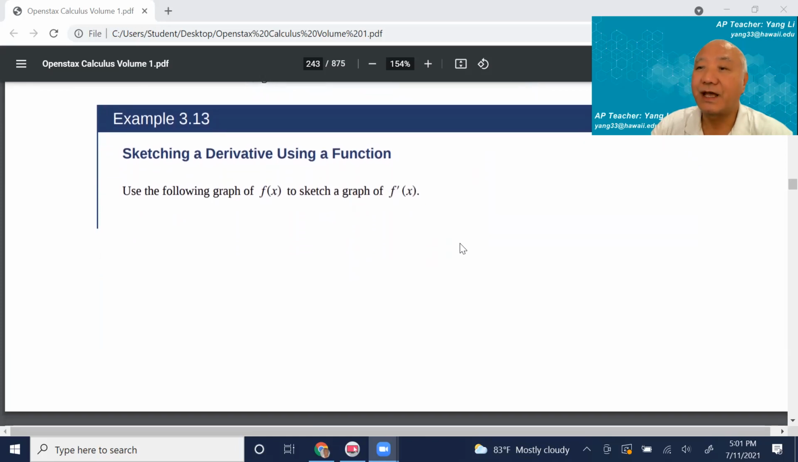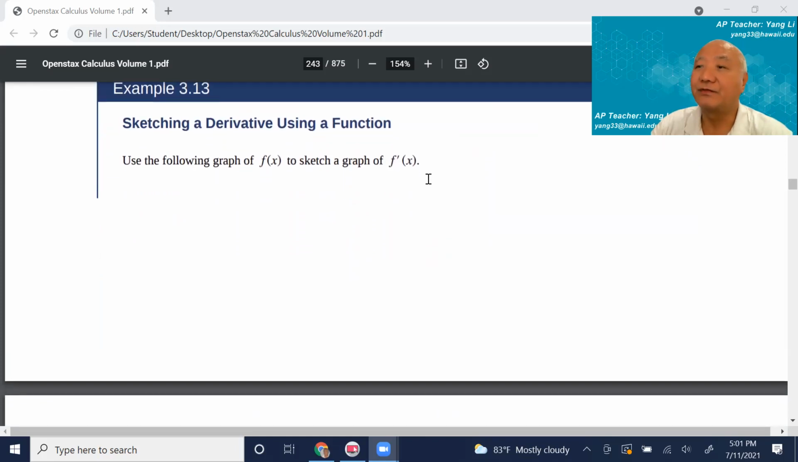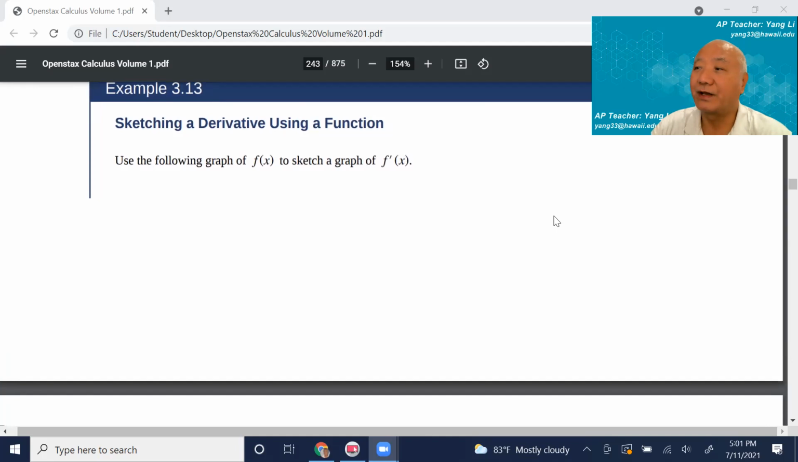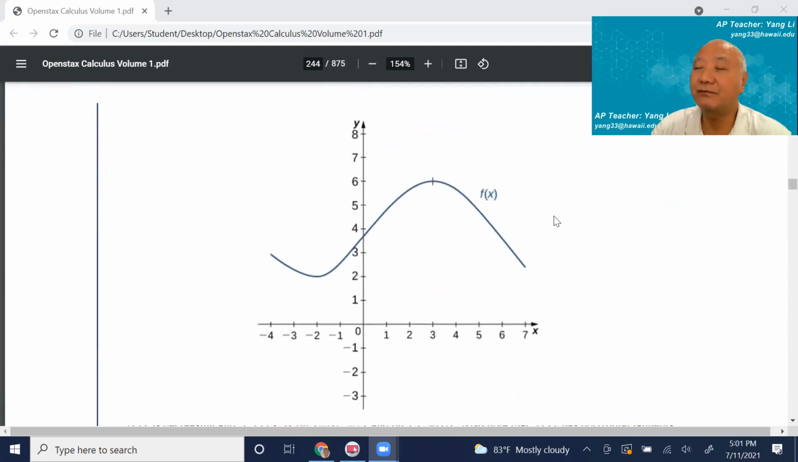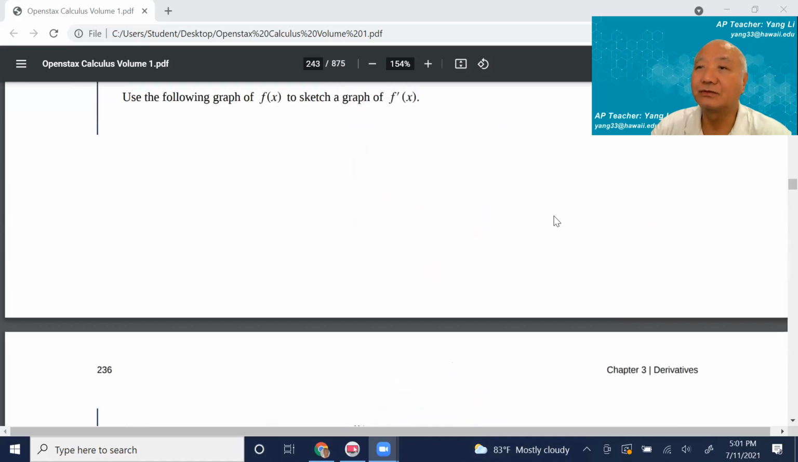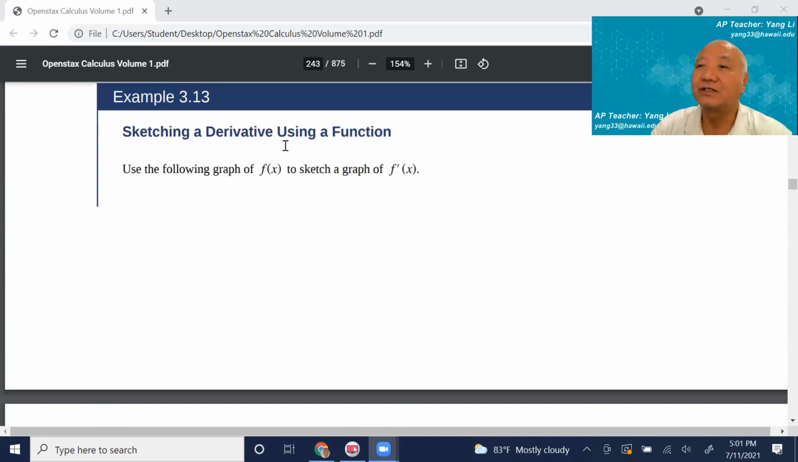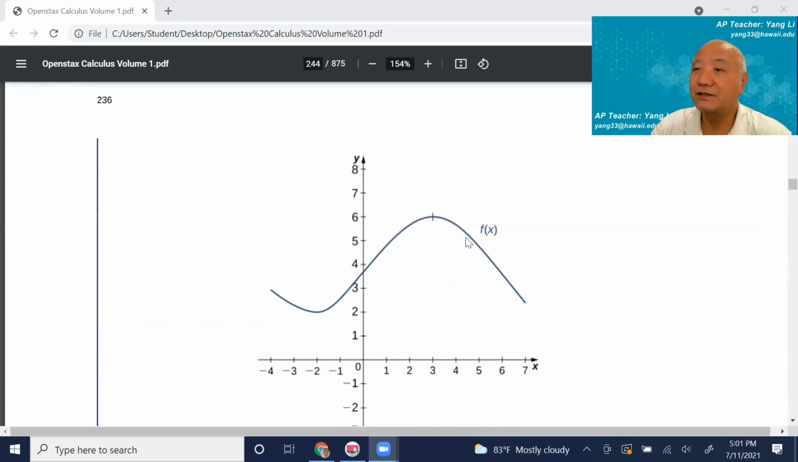They ask you to sketch the f derivative. They gave you the f right now. Okay, let's look at what they gave us, the f. Based on this graph, they ask us to graph what? Sketch the derivative using the given function here.